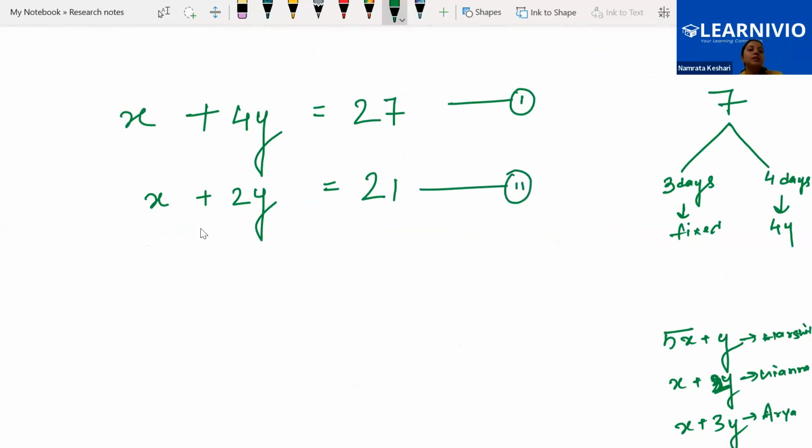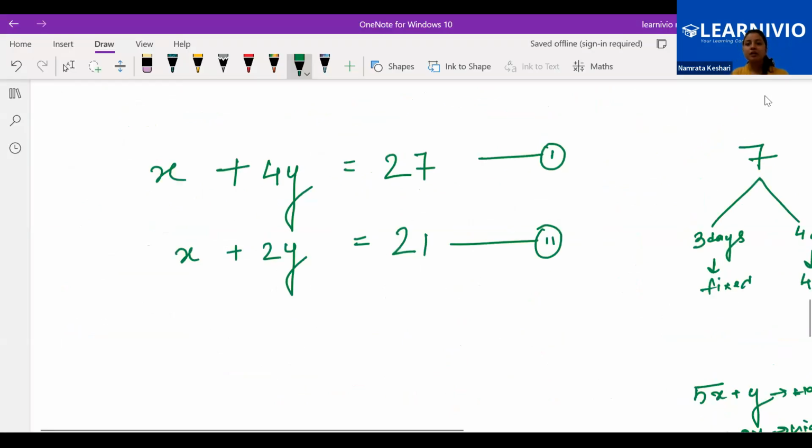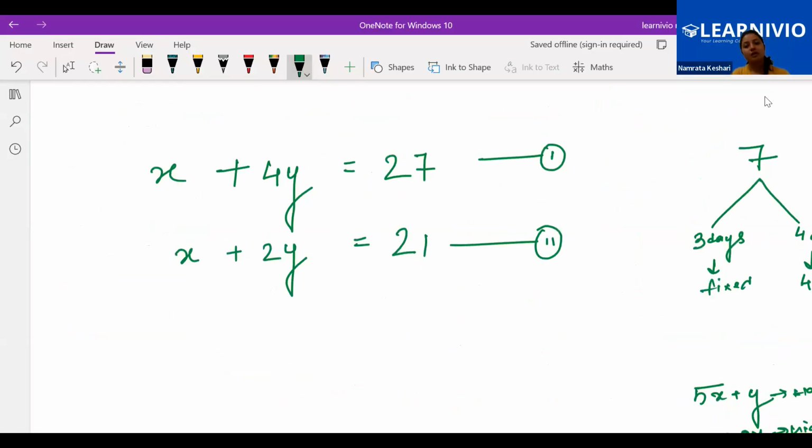Now let me know, is it clear so far? Yes, ma'am. Yes, Harshit? Yes. Okay, now we are done with framing the equations. We can apply the elimination method, and I can see applying the elimination method is very easy over here.